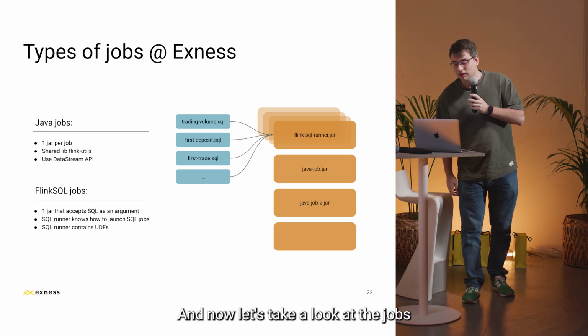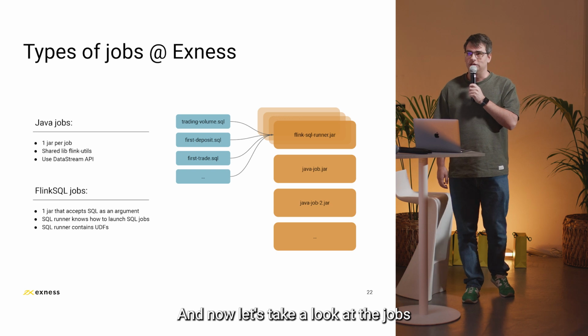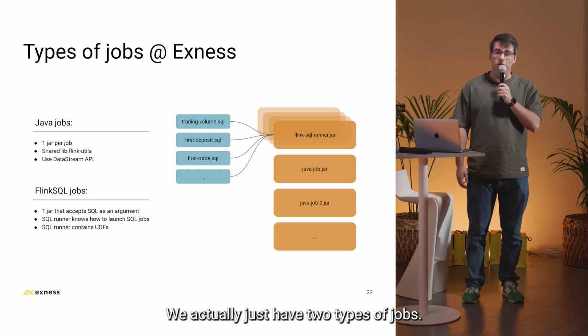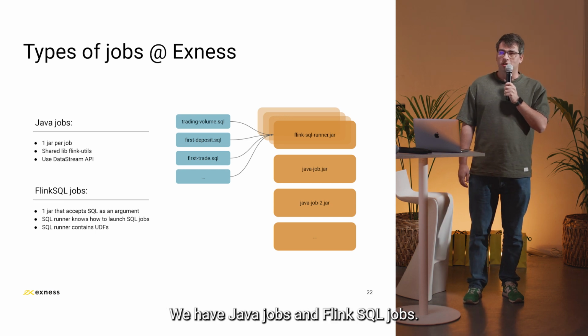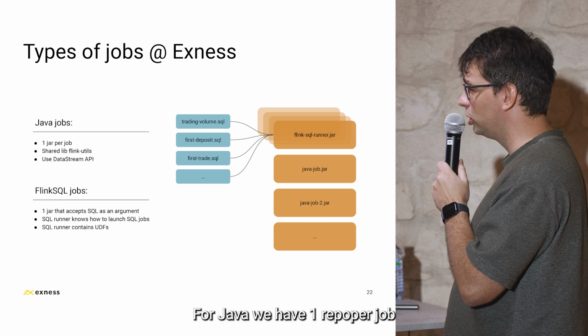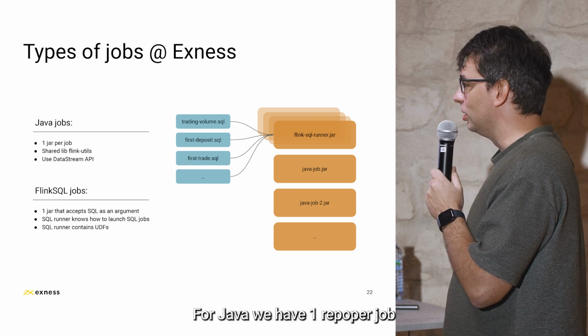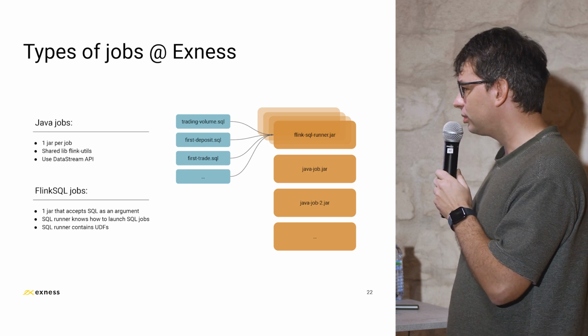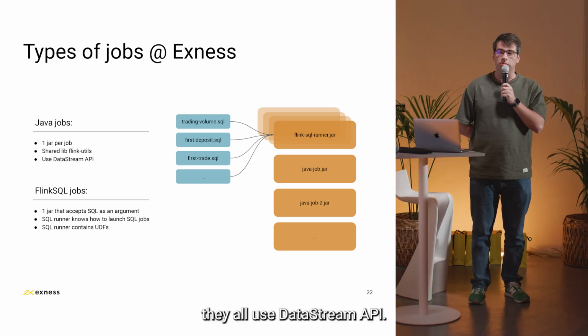Okay. And now let's take a look at the jobs that we run at Exness. We actually just have two types of jobs. We have Java jobs and Flink SQL jobs. For Java, we have one repo per job, and they all use DataStream API.